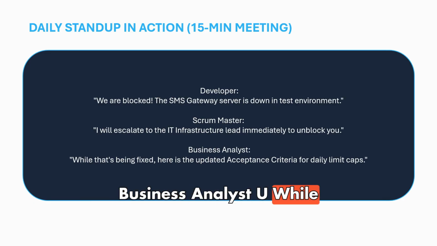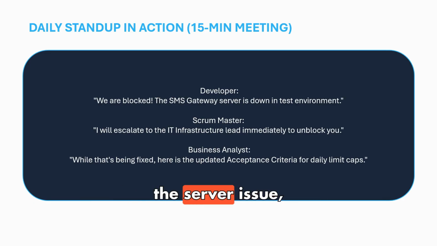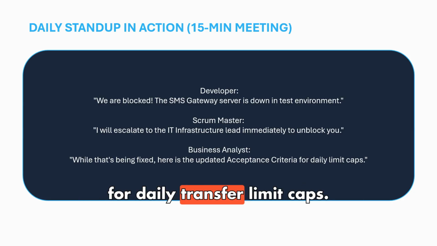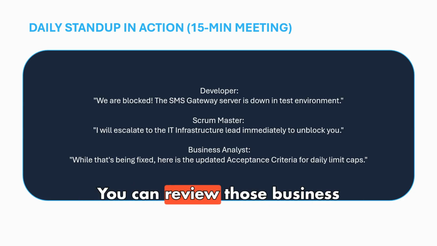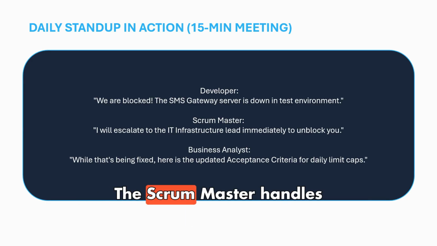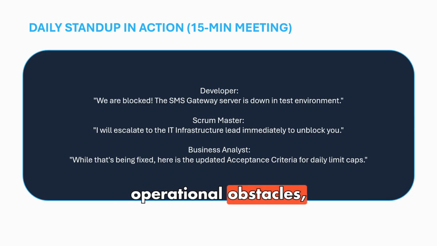Business Analyst: While the Scrum Master resolves the server issue, I have updated the documented acceptance criteria for daily transfer limit caps. You can review those business rules so we don't lose any sprint momentum. Do you see how the team supports one another? The Scrum Master handles operational obstacles, while the business analyst ensures functional clarity.